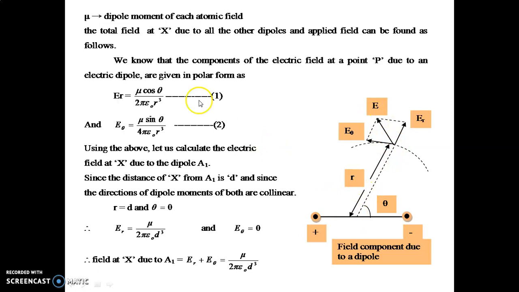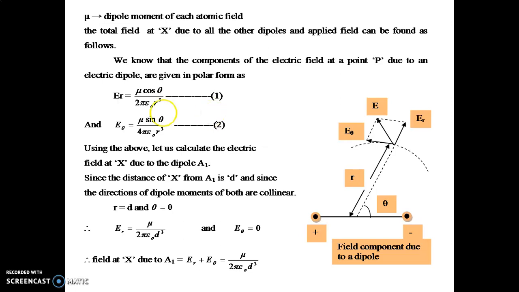Now we know that the components of the electric field at a point P, due to one dipole, are given as follows. The radial component, because it acts along the radius of this circle from the center of the dipole, is given by Er = mu cos theta / (2 pi epsilon r cube). Let it be equation number 1.